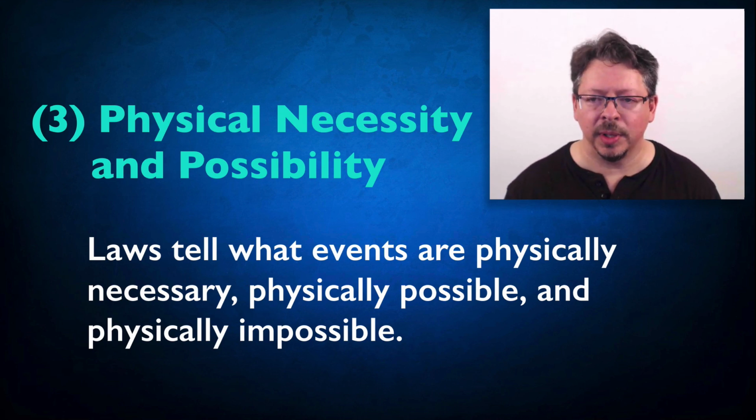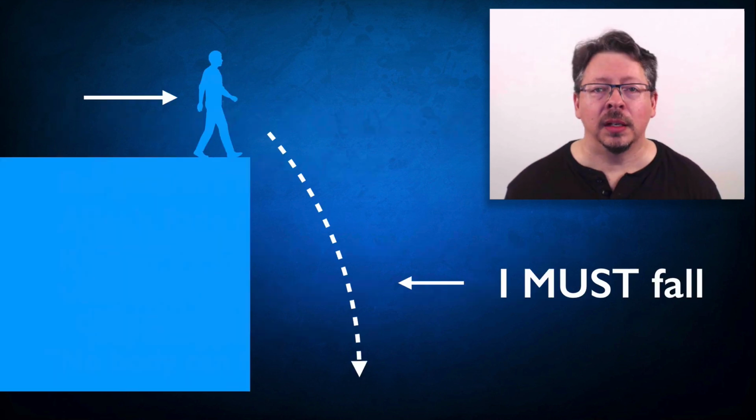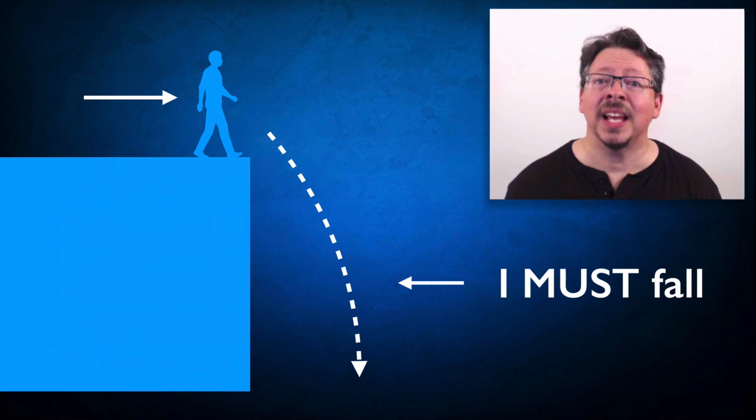They seem to play an important role in our metaphysical understanding of the structure of the world, and in particular, whether an event or a class of events is physically necessary, physically possible, or physically impossible. Let's go back to our guy walking off a ledge. I walk off that ledge. What will happen? Assuming we're on the surface of the earth, I'll fall. Why will I fall? Because the laws of physics necessitate it.